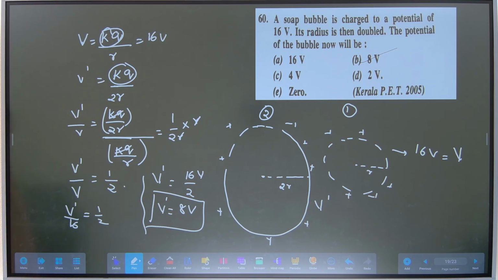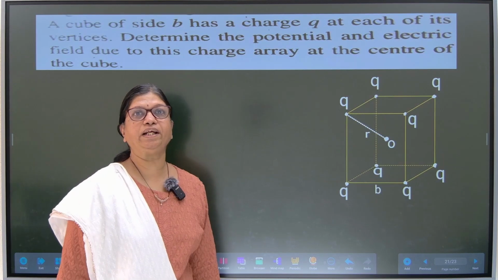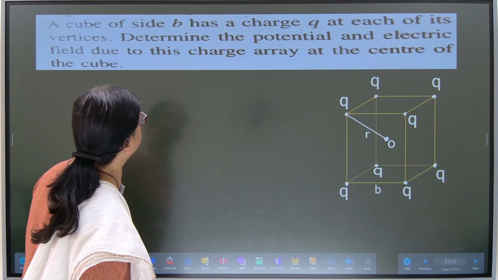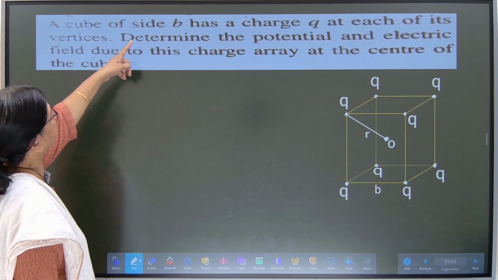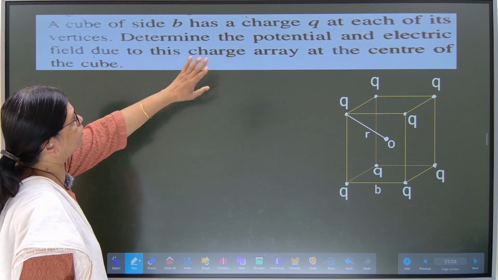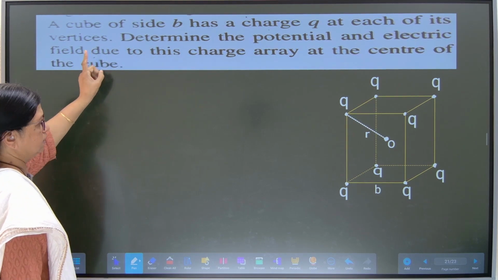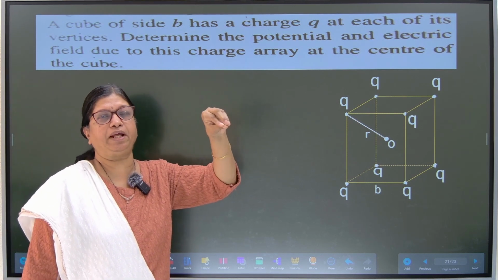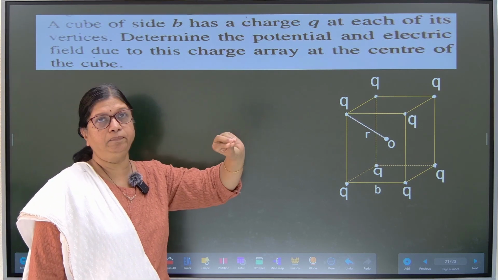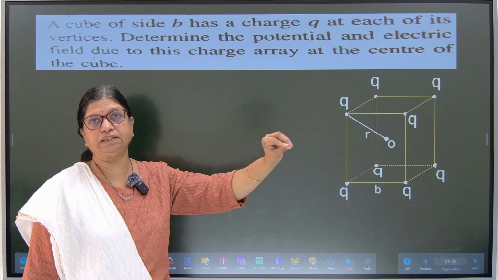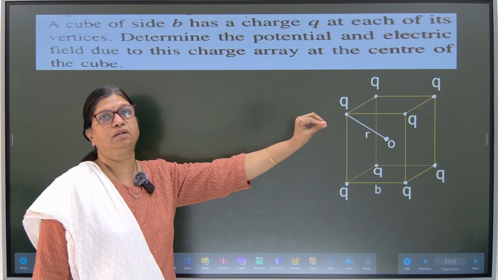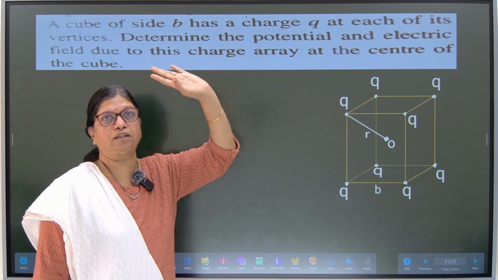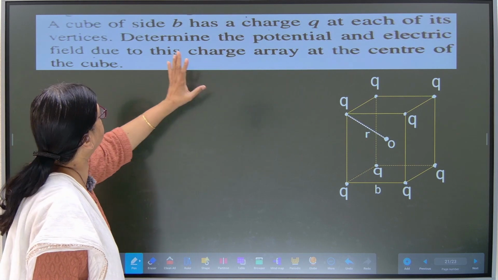These are all numericals based on potential, so one by one, do it. Now let's read the question first so that we understand it. A cube of side B has a charge Q at each of its vertices. Whenever you read a question, you break it down fast. You don't have time, but you break it. So you have a cube with 8 vertices, and at every vertex there is a charge Q. That is what is given in the first sentence.